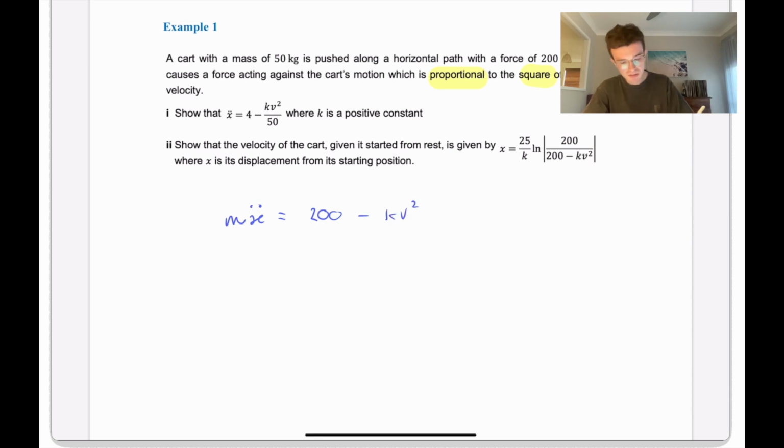Now we know the mass is 50 kilos. So 50 x double dot is 200 minus kv squared. Divide both sides by 50. x double dot is equal to 200 divided by 50, which is 4, minus kv squared on 50. Done. Part 2. Show that the velocity of the cart, given it started from rest, is given by that.